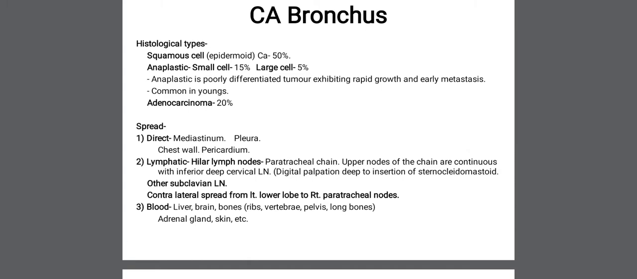So these are the three histological types: squamous cell carcinoma, anaplastic carcinoma, which includes small cell and large cell, and the third one is adenocarcinoma.